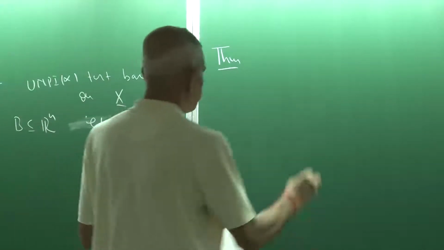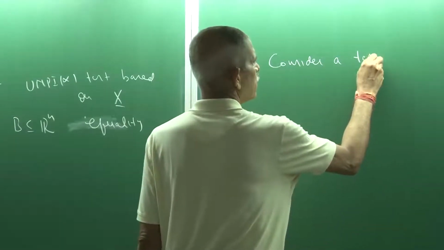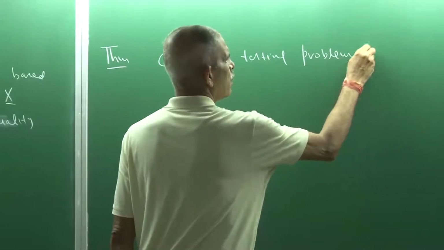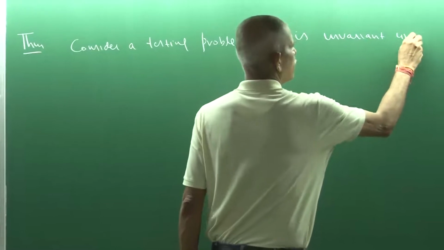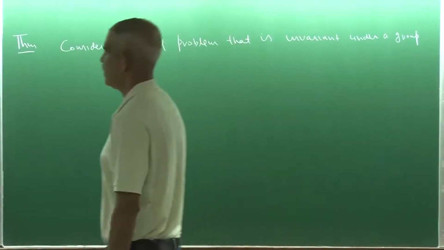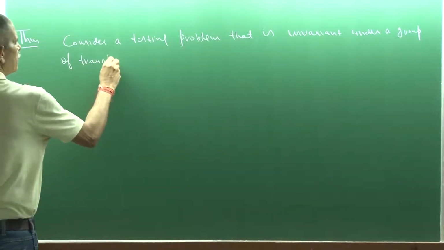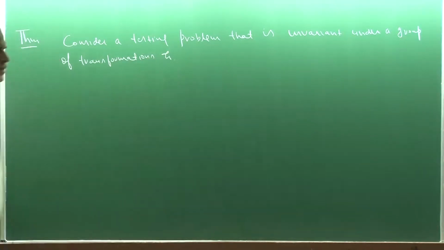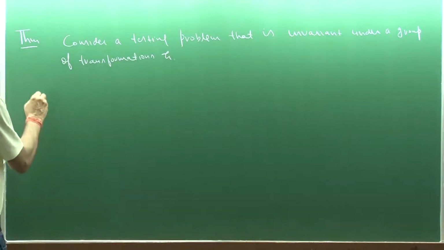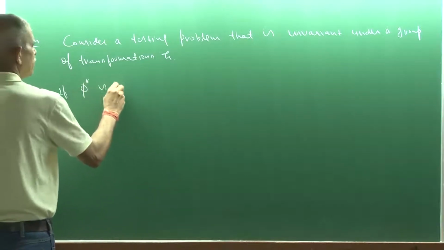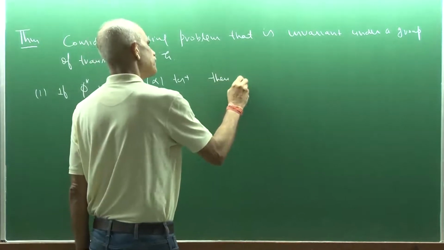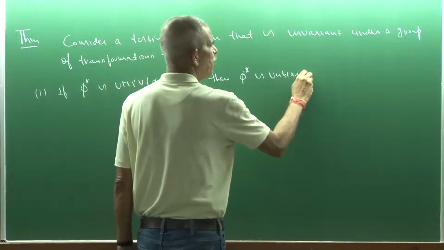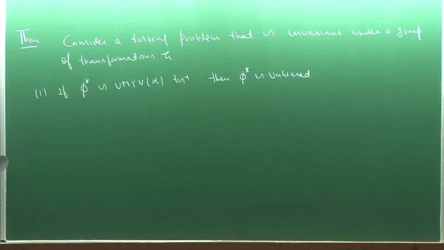So, theorem: consider a testing problem that is invariant under a group of transformations G. First, if phi star is a UMPI alpha test, then phi star is unbiased. So every UMPI alpha test, provided it exists, will always be unbiased.